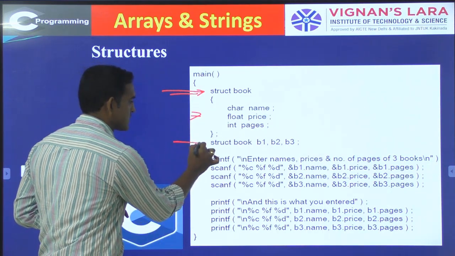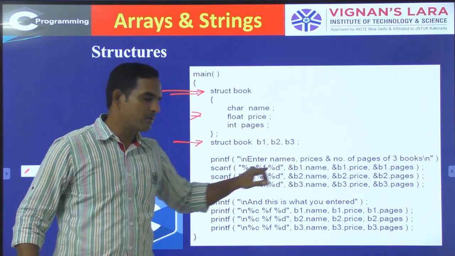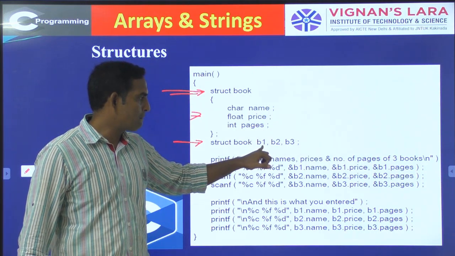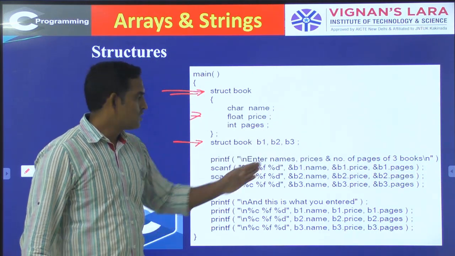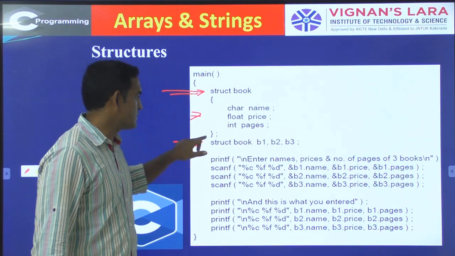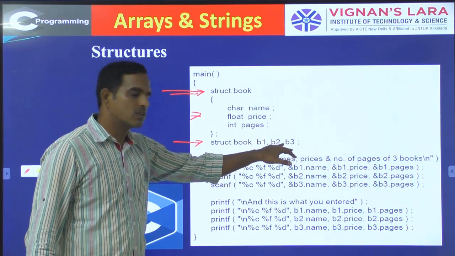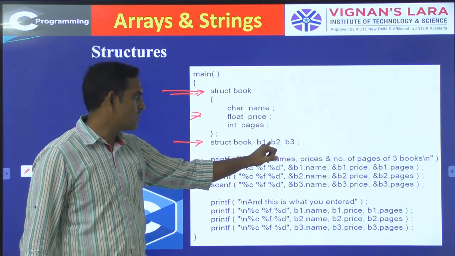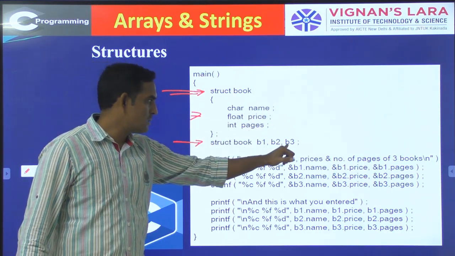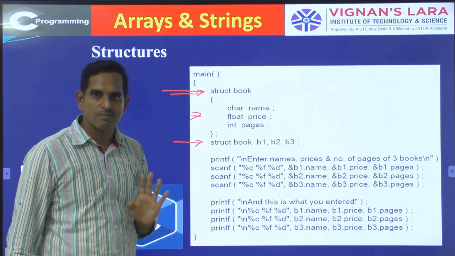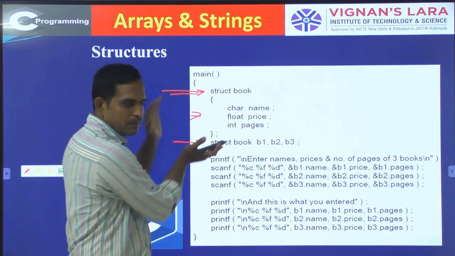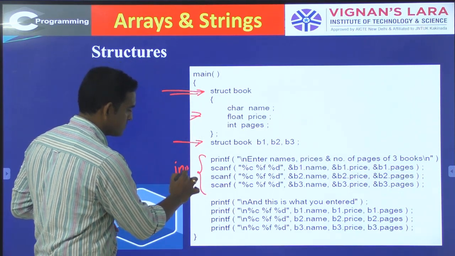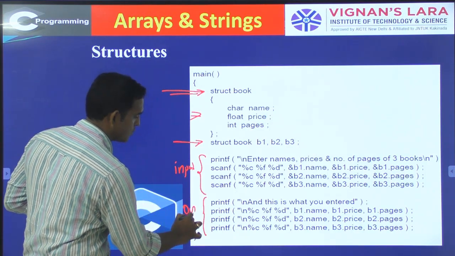Once after creating the structure, you have to create the structure variables. I want to store 3 books, so I am declaring book 1, book 2, book 3. Now you are creating 3 books. Book 1 will have its own name, price and pages. Book 2 will have name, price, pages. Book 3 will have name, price, pages. So this will be a somewhat simple implementation for the same process. Here you are using the input, here you are performing the output.